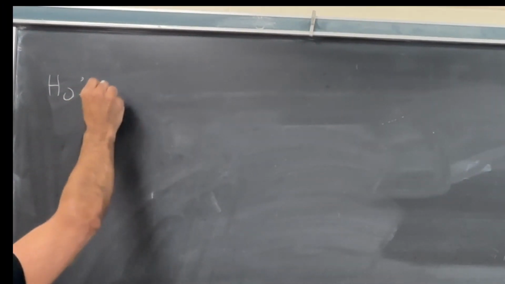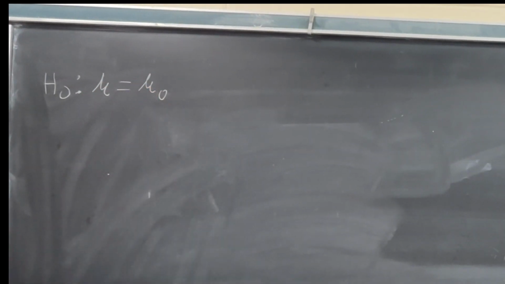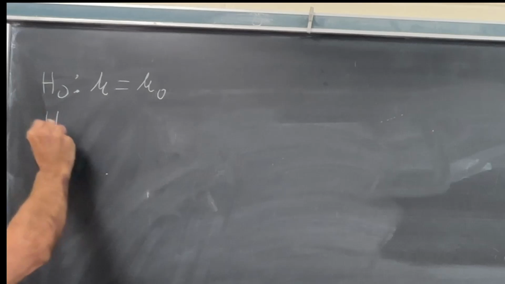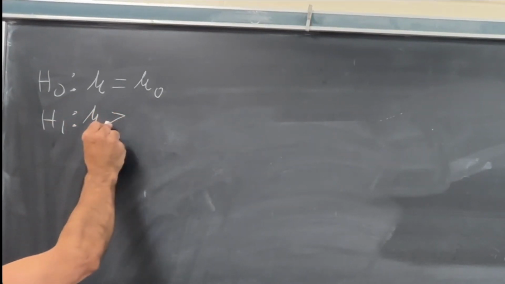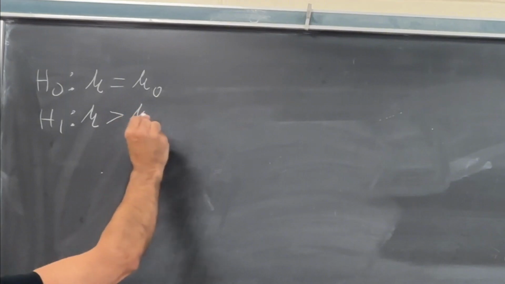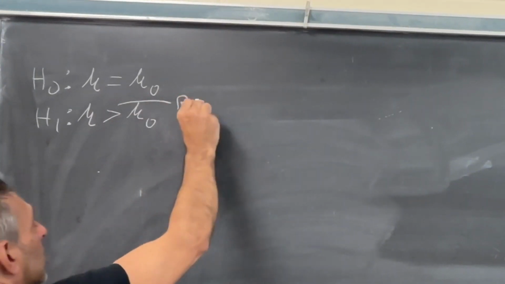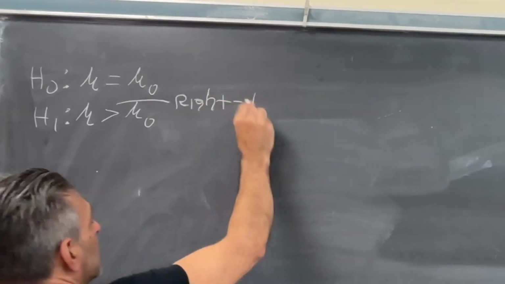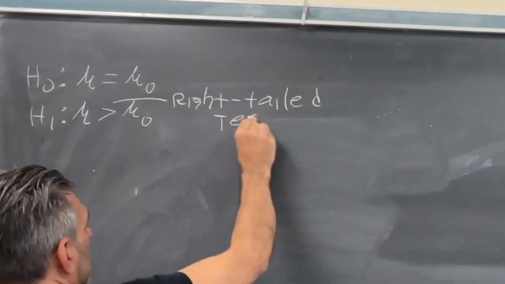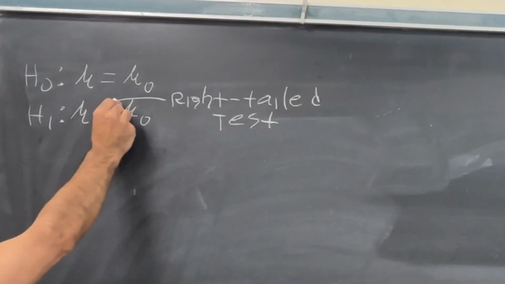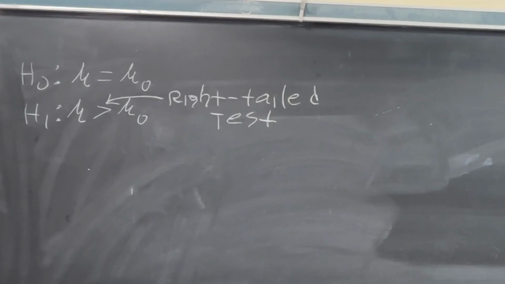with a null hypothesis that the population mean is equal to some hypothesized value, and the alternative hypothesis is that the population mean is greater than some hypothesized value. This is what makes it a right-tailed test, because this inequality symbol over here points to the right.